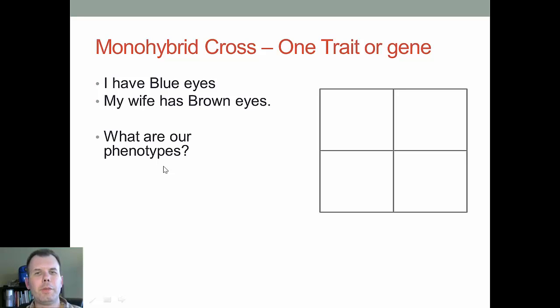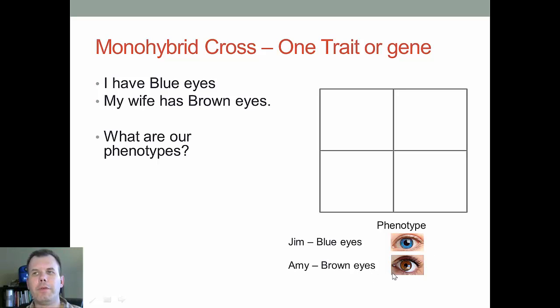Well, that's pretty easy because I just told you. I have blue eyes. That's my phenotype, blue eyes. And my wife has brown eyes. All right, so that's how we figure out those, pretty easy, blue eyes versus brown eyes. The next question we're going to ask is, what are our genotypes?